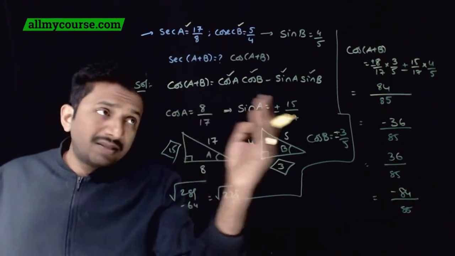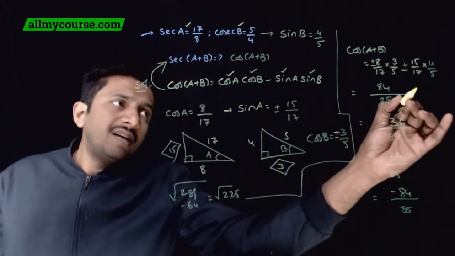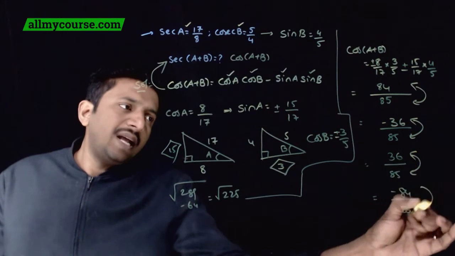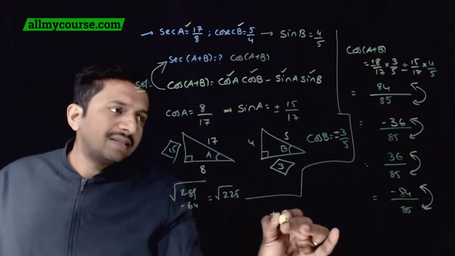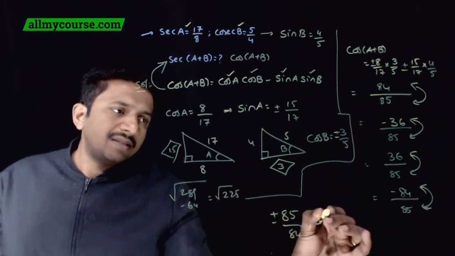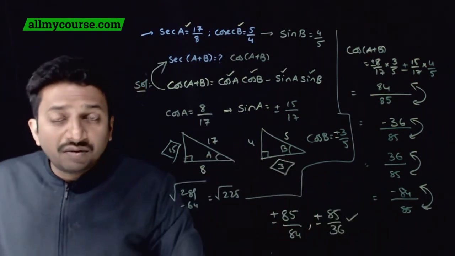And once you get cos of A plus B, secant A plus B is nothing but the reciprocals of these values. So secant A plus B can be any of the 4 values, plus or minus 85 by 84 or plus or minus 85 by 36. So these are the 4 possible values of secant A plus B.